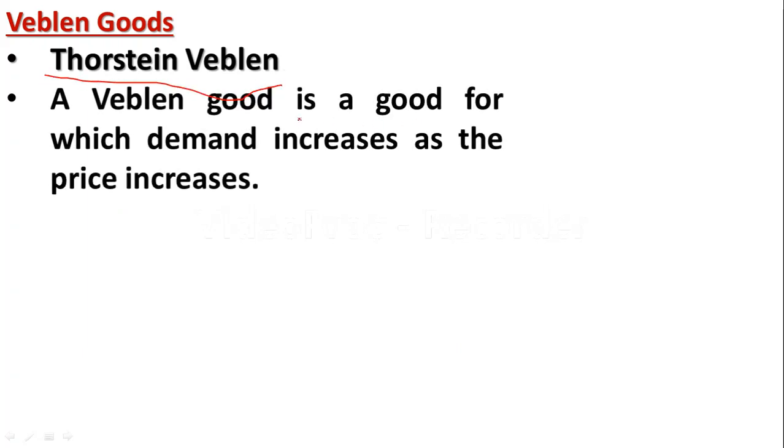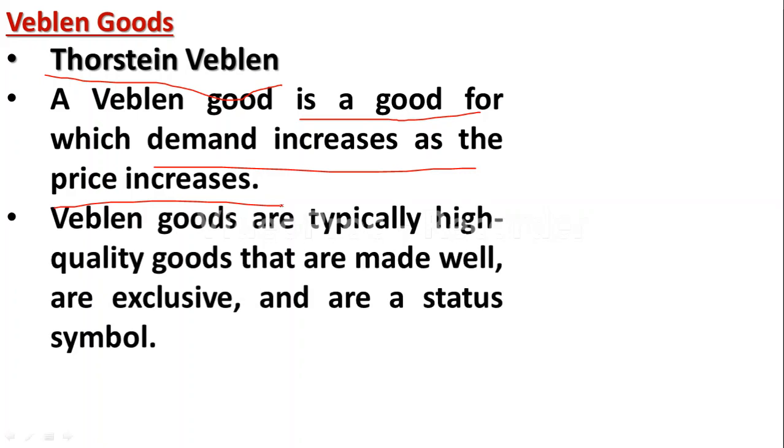Veblen goods were introduced by economist Thorstein Veblen. Veblen goods are goods for which demand increases as the price increases. So Veblen goods are such goods where demand for the good is going to increase when there is an increase in the price of the good. Such goods are known as Veblen goods.